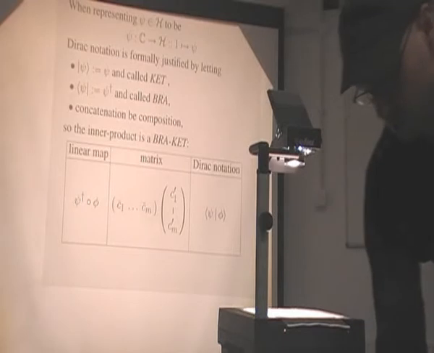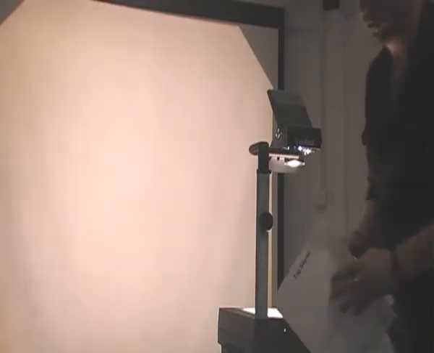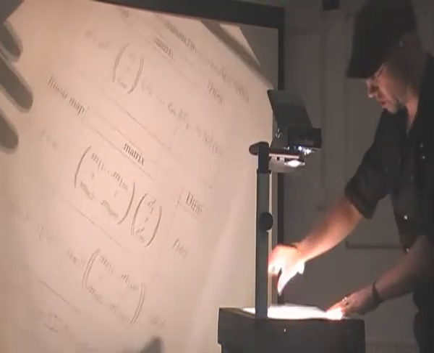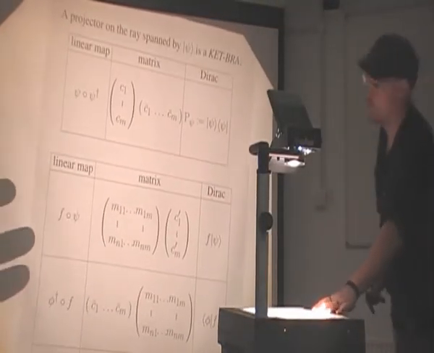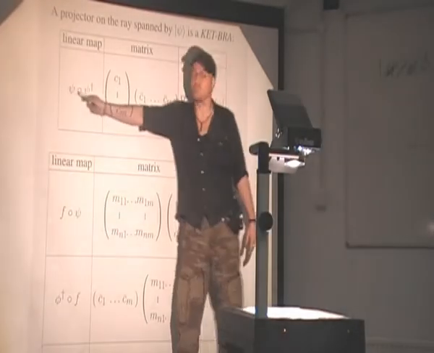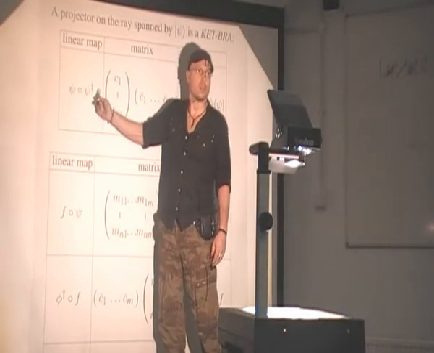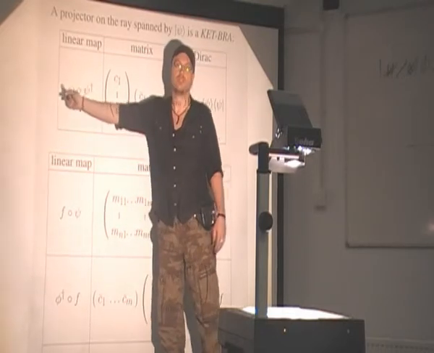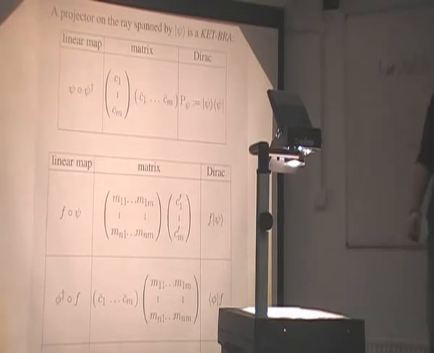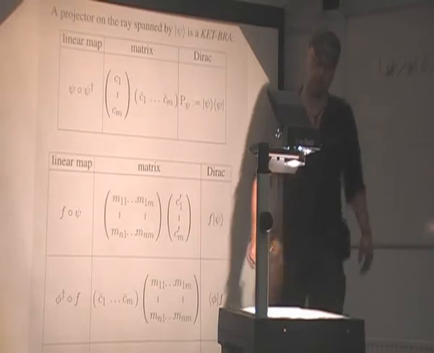So then a projector, for example, would be a ket bra. A projector you want to think of like this: it goes from the Hilbert space into the complex numbers and into the Hilbert space. This is how you can write down a projector in this sort of Dirac notation, and then you can apply linear maps to it.